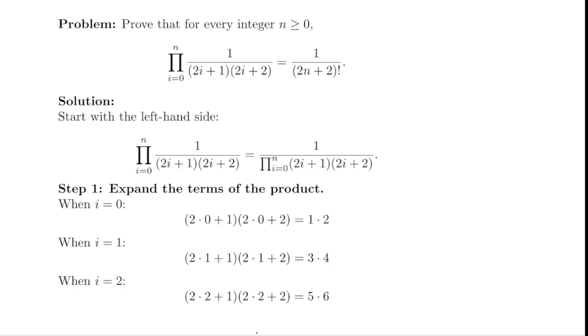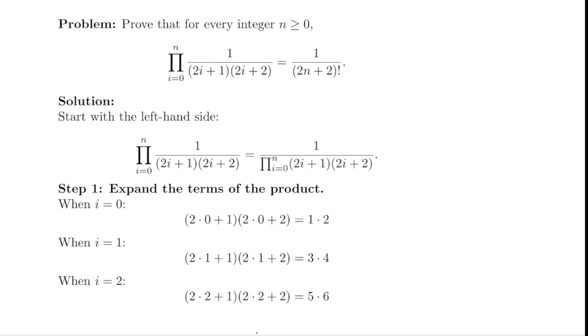In this video, we want to prove that for every integer n greater than or equal to 0, the product from i equals 0 to n of 1 over (2i plus 1)(2i plus 2) is equal to 1 over (2n plus 2) factorial. We're going to first start off with the left side.